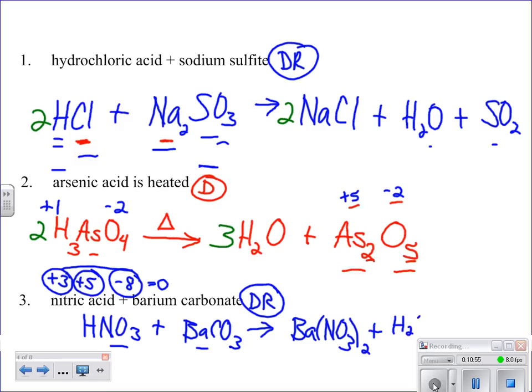Plus water and carbon dioxide. So now when we come back to balance this, I will try a 2 there for my hydrogens. My nitrates look good. I've got 1 barium. My oxygens look good. Everything in carbon. So all is good.